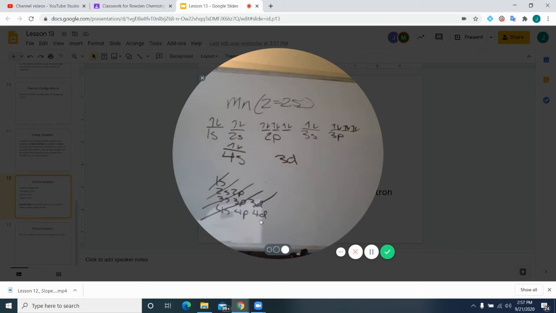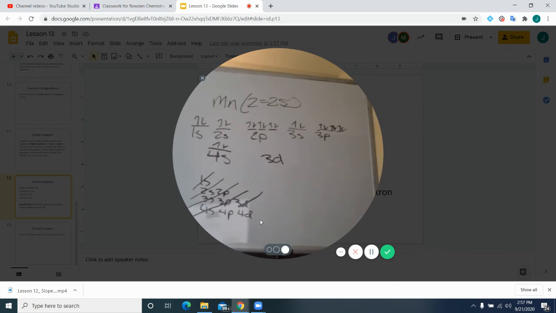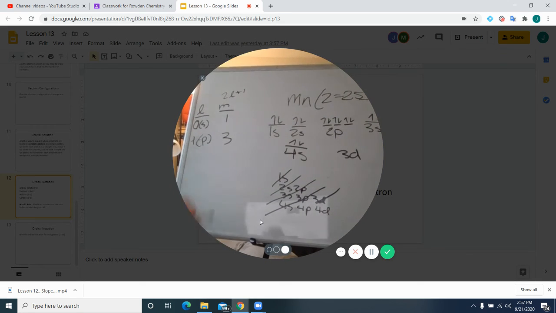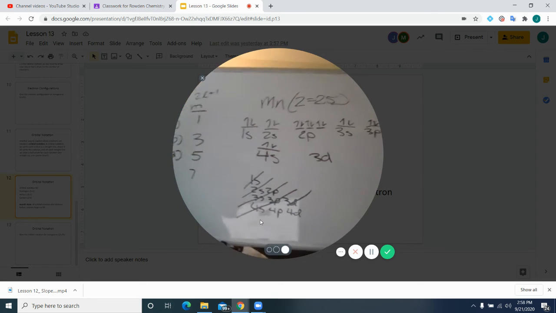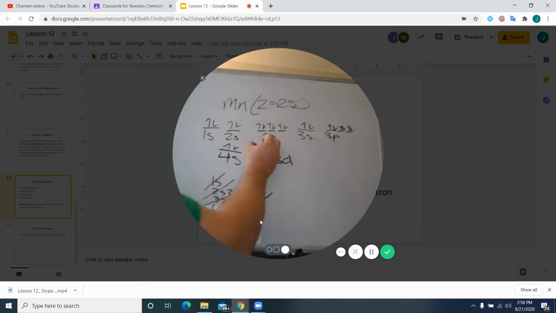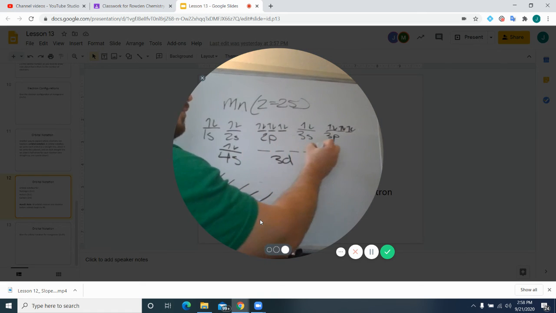Now, d sublevels, let's look at this. D sublevels, so sublevel 2, which is d, are going to have 5 orbitals. And lastly, if we did it, f would have 7. So for this one, we're going to make 5 orbitals. 1, 2, 3, 4, 5.